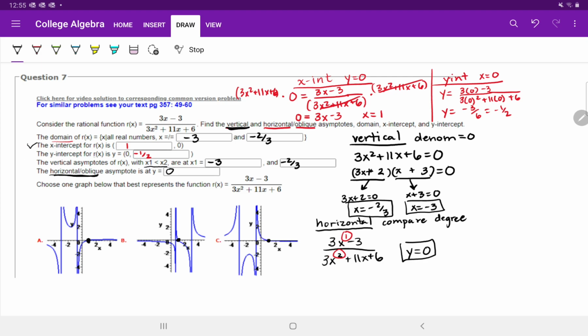Now let's look for our y-intercept, which should be at -1/2. So this one looks good. This one looks good. This one, however, does not. So C is out because it doesn't have the y-intercept. Now let's look for vertical asymptotes. We need a vertical asymptote at -3 and -2/3. This one does have a vertical asymptote at -3, but B does not have a vertical asymptote at -3, so we can cross that one off too, and we're down to just A.